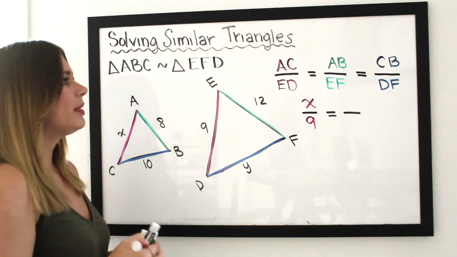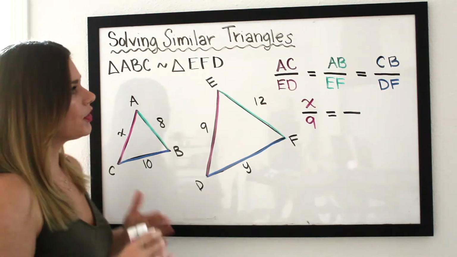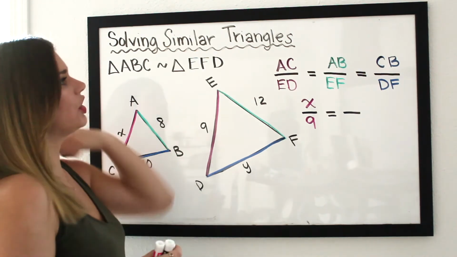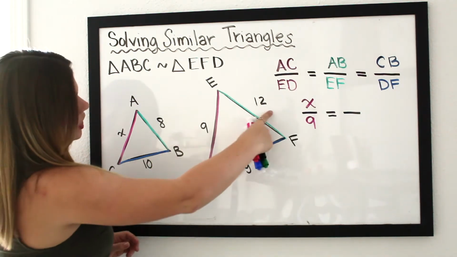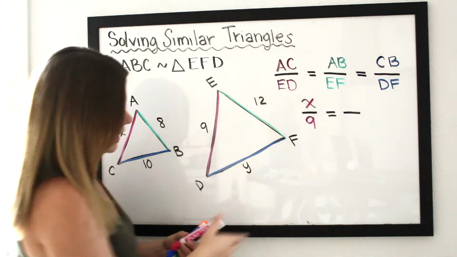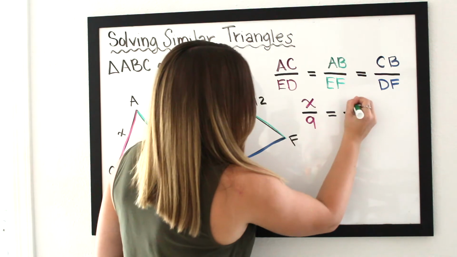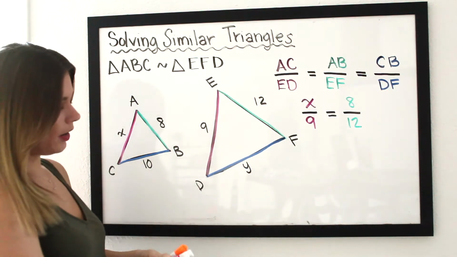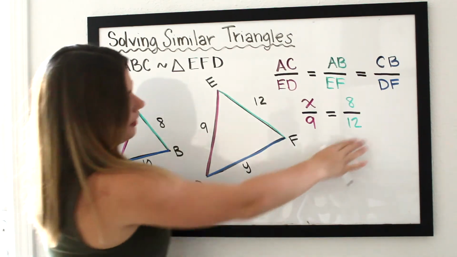Now, I want it to be equal to something that doesn't include a variable. So I need to look for a pair of corresponding sides where I actually know both lengths. So that's going to be 8 and 12. So I'm going to set it equal to the ratio of AB over EF, which would be 8 over 12. Okay, so now what I'm going to do is I have to solve this.